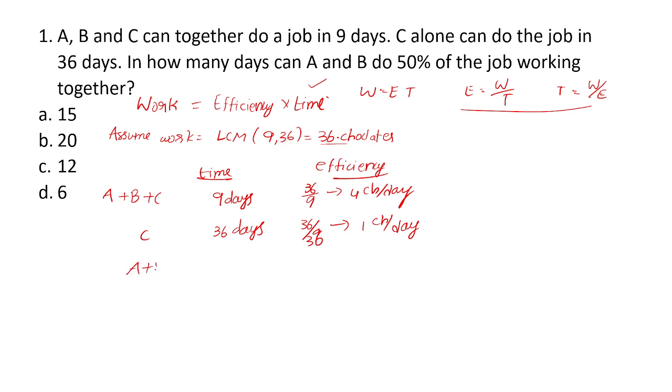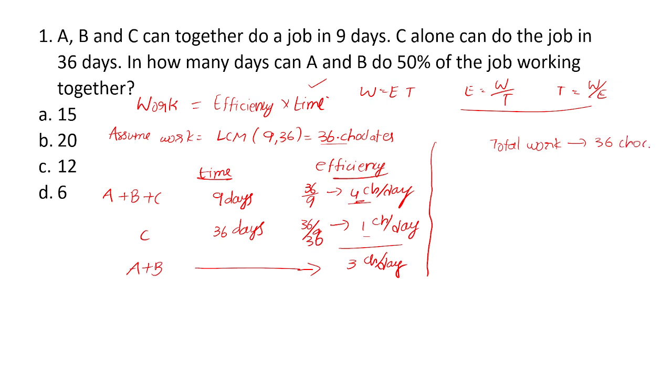Now what will the A plus B efficiency be? A plus B plus C is 4 chocolates, whereas C alone is 1 chocolate. So A plus B is 4 minus 1, 3 chocolates per day. So this is the efficiency we got, and calculating the remaining problem is very easy. We know that total work is 36, but A plus B is not going to do the total work. Here in the problem it is mentioned they need to do only 50% of the work. So what is 50% of total work? 36 by 2, which is 18 chocolates.